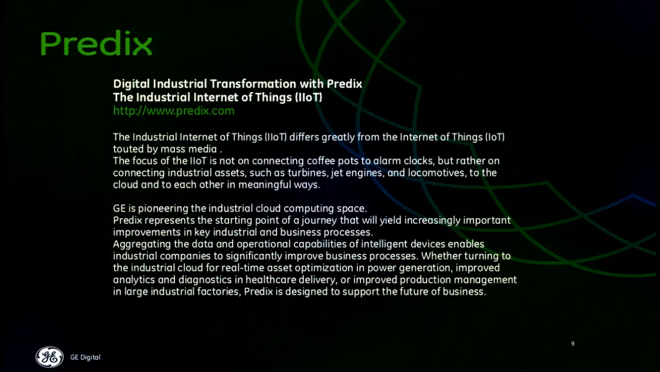Okay, so what Owen was talking about there is the GE Predix platform, and this is really built for the industrial Internet of Things. I'm not going to get into this, but if you want to read about it, you can go to predix.com and see the information here in this slide.